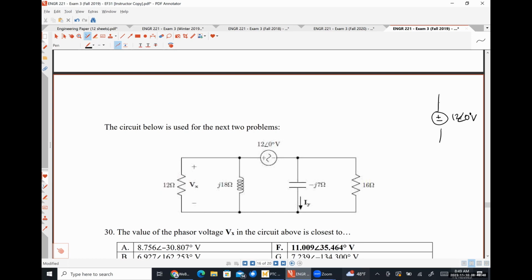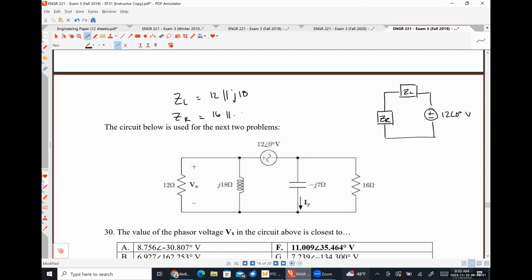Angle 0 degrees volts. This impedance, this is, let me start over. This just looks like garbage. I'm going to call this impedance ZL. I'm going to call this impedance ZR, or literally the left impedance and the right impedance. ZL is just 12 in parallel with J18. ZR is just 16 in parallel with minus J7, right?